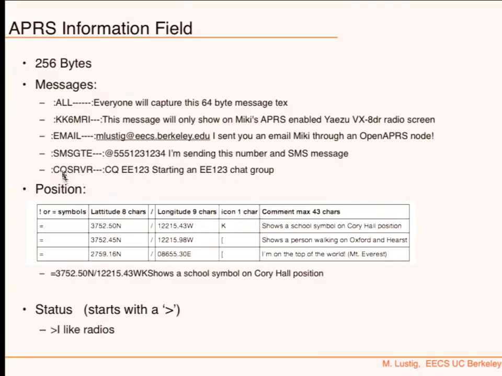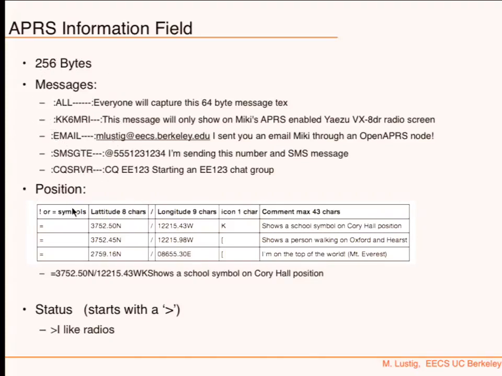The new CQ server is kind of interesting. You can create a group. When I send the first time EE123, it will create a group called EE123 that everybody can register to. If I send a message to that group, it will show up on their radios. You can send a question mark to CQ server, and it will send packets with which groups are now active, so you can get a list of them. It's kind of like a bulletin board in that sense. Okay, so these are the messages.